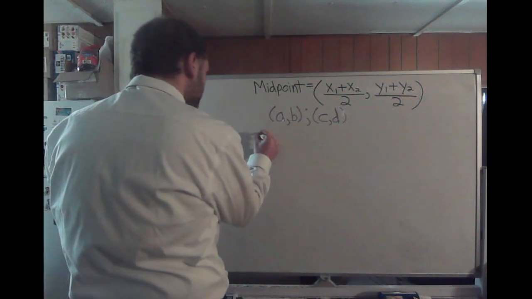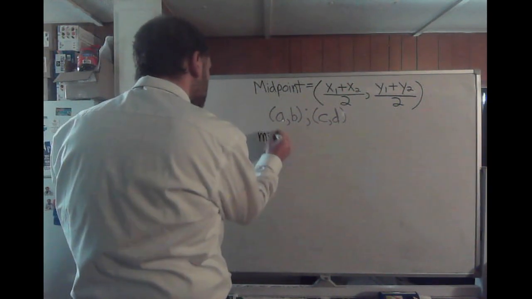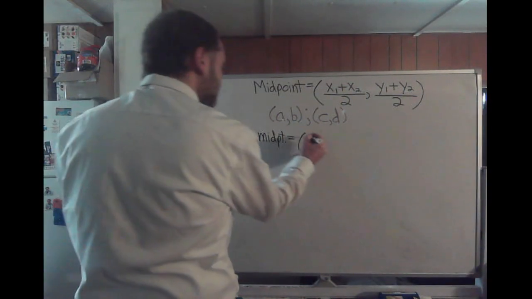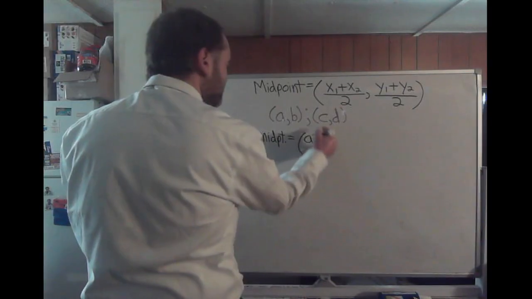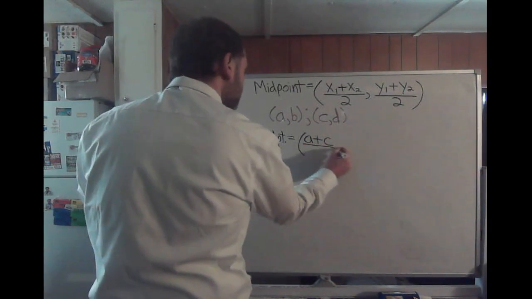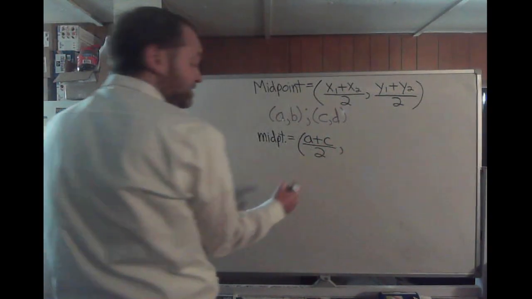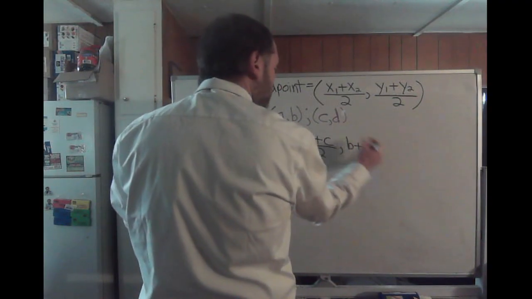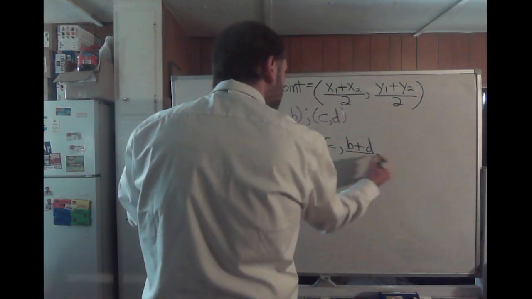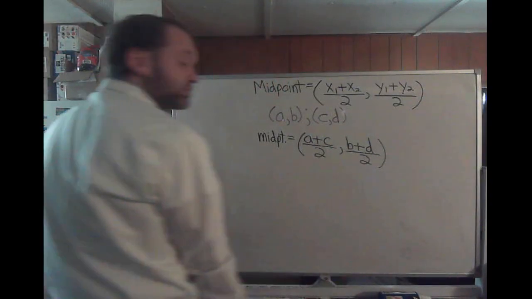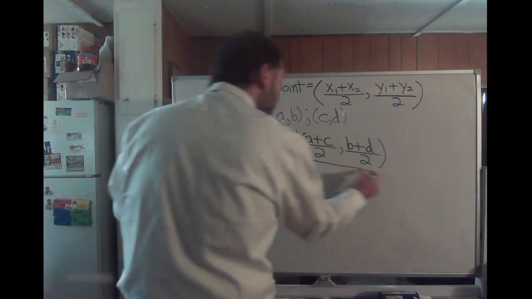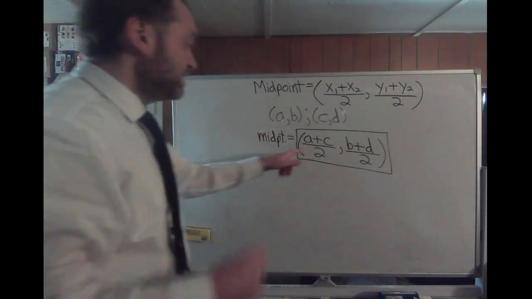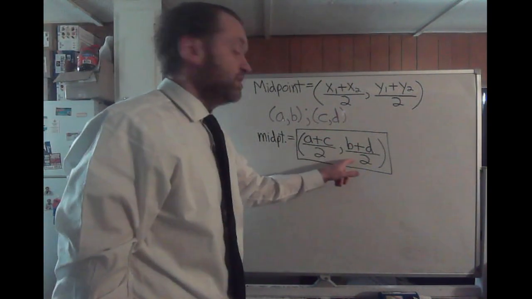So still the same process. So you take your first x-coordinate of a plus your second x-coordinate of c, divide that by 2, then do the same with your y. Take your first y-coordinate of b plus your second y-coordinate of d and divide that by 2. And in fact, there's really nothing else we can do with it. So the midpoint of these two ordered pairs is (a plus c) over 2, (b plus d) over 2.